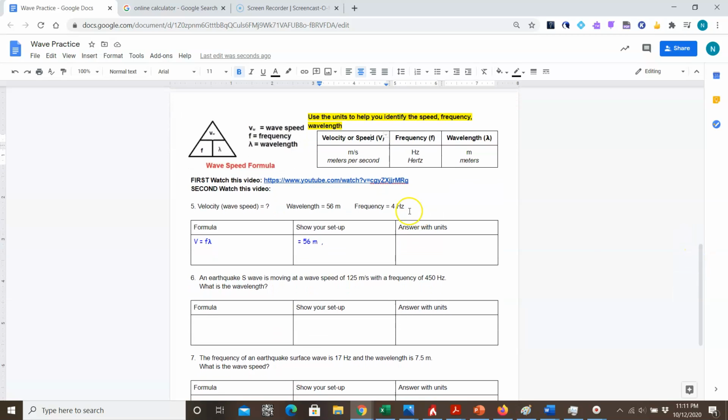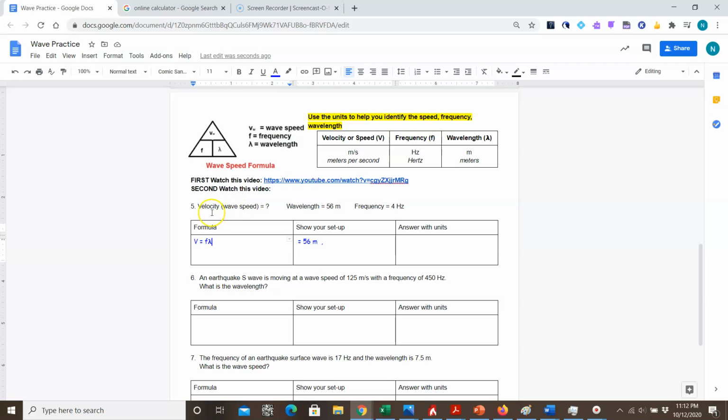So just like you did in part 1, for each section there will be a question and you are going to fill out the formula that you're using. You're going to show your setup and you're going to provide answers with units. I got started on this a bit and then I decided, you know what, let me just show you how to do it. So here we go.